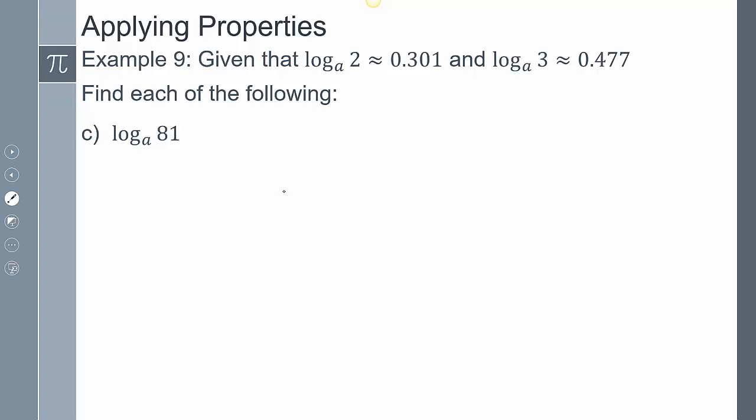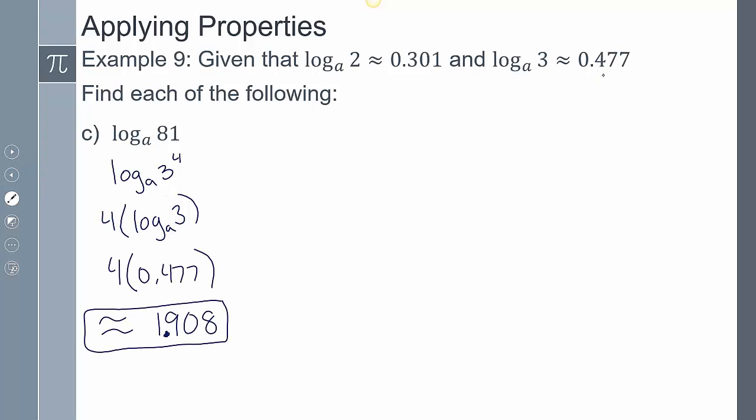Log base a of 81. This one's a little bit more abstract. So can I write 81 in terms of 2 and/or 3? In this case, 81 is the same as 3 to the 4th power. Now I can take that 4 and move it to the front. Log base a of 3 is 0.477. And so 4 times 0.477 gives me 1.908.